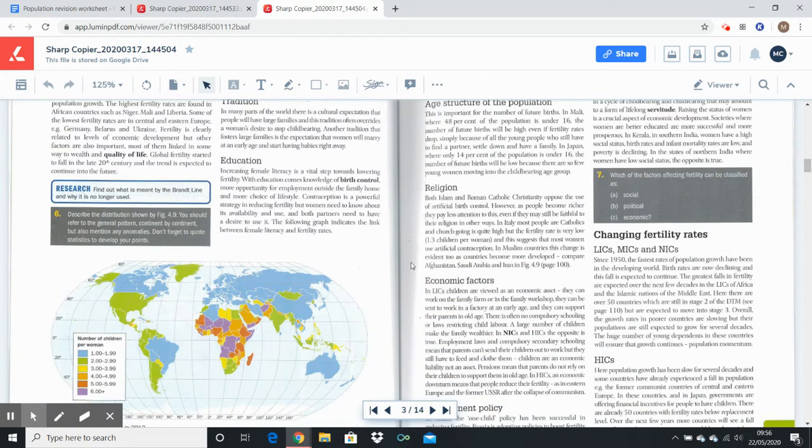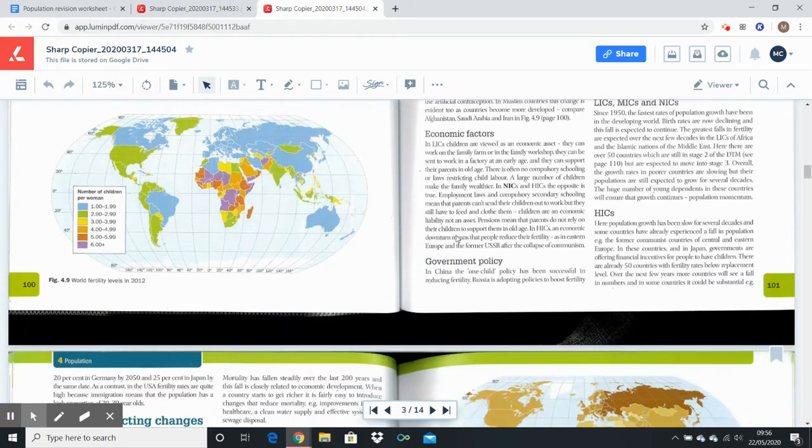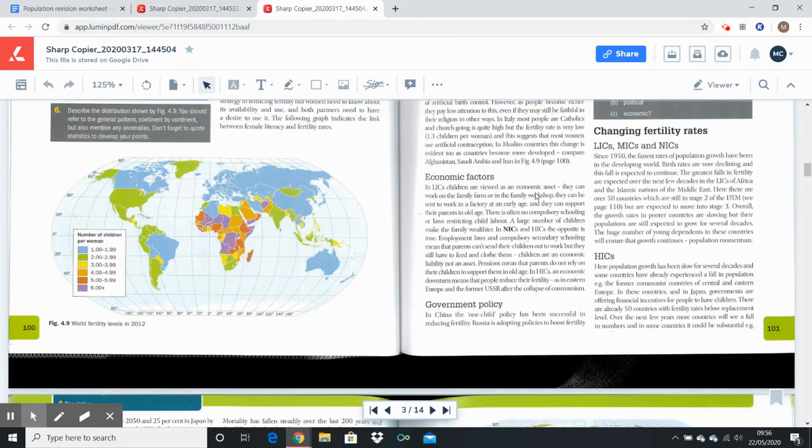Religion is also one. In some religions, they don't believe in contraception and believe in having larger families, and therefore they have a larger fertility rate. Economic factors: poorer countries tend to have a larger fertility rate than richer countries as well.